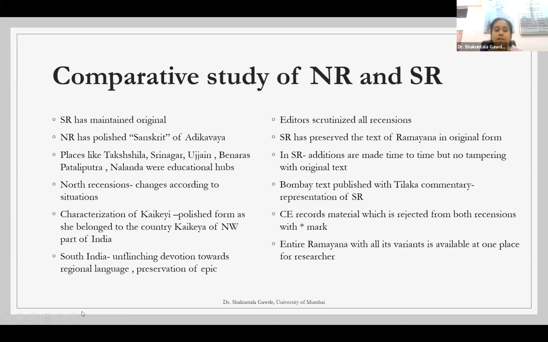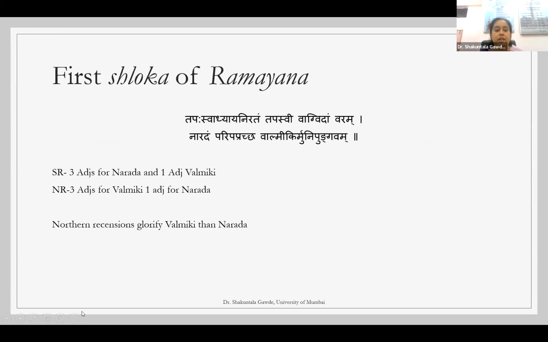We get all the variants, but they have accepted one patha after scrutinizing and analyzing the text properly. So it is the job of the critical editor to scrutinize all recensions and accept a particular patha. Now, for example, I have given this verse. Tapasvadhyaya niratam tapasvi vagvidamvaram naradam paripapracha valmiki muni pungavam. Now here we can see that tapasvadhyaya niratam tapasvi vagvidamvaram naradam.